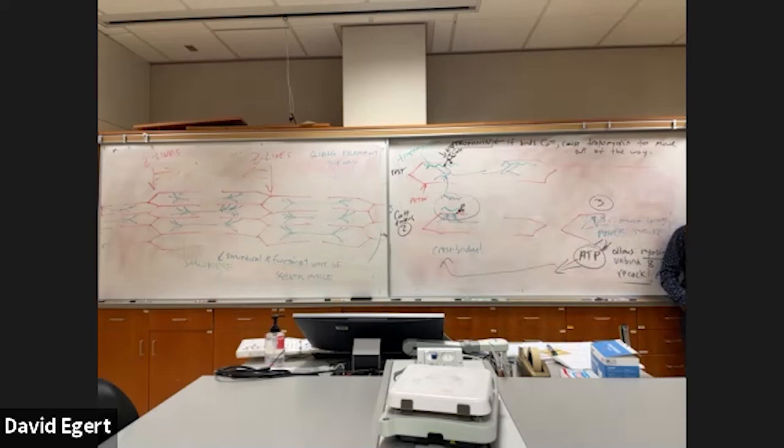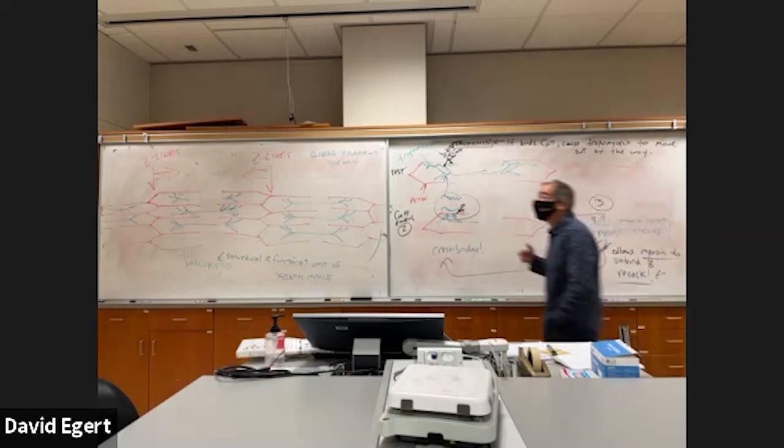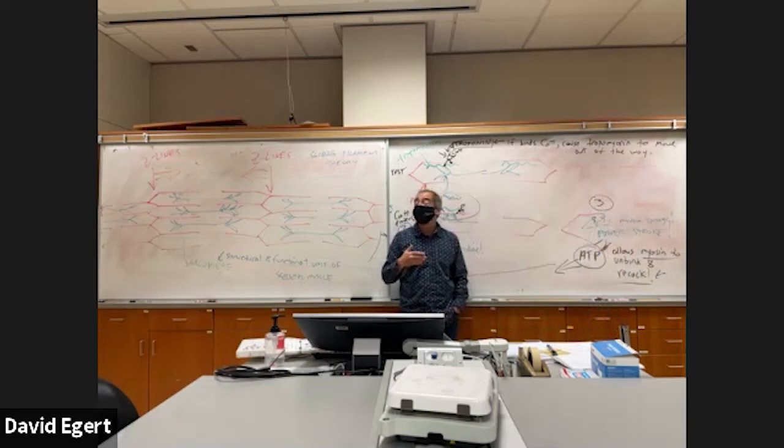Rigor mortis. Has anybody ever seen a person or an animal in rigor mortis? It's intense. Literally rock solid, like you can't move them at all. And why is that? There's no more ATP to bind the myosin. Yeah, so when you first die, there's some ATP left over and some metabolic pathways to keep making some ATP for a while. But eventually you run out of ATP.